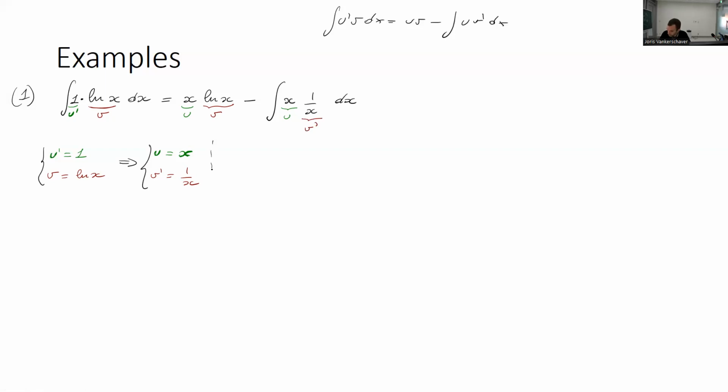And now, of course, we see that this looks quite nice because we get x ln x minus the integral of x and 1 over x, they cancel, so I just get the integral dx. And now I can finish off: x ln x minus x plus a constant. And I can also write this as x times (ln x minus 1) plus c.